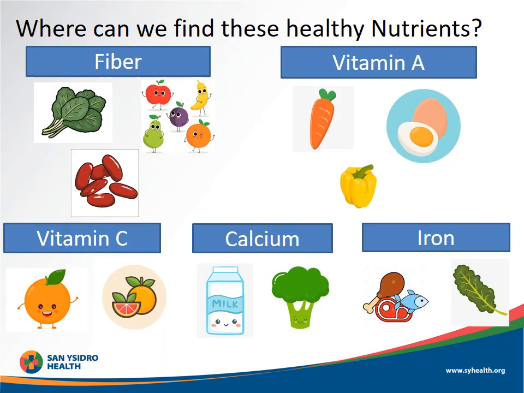So where can we find these healthy nutrients? We can find fiber in leafy greens, fruits, and beans, vitamin A in carrots, eggs, dark leafy greens or yellow vegetables, vitamin C in oranges or other citrus fruits, vitamin D in sun exposure, milk, fish, or eggs. We can find calcium in cheese, milk, yogurt, dark green leafy vegetables like broccoli or kale, and beans. We can find iron in red meat, chicken, turkey, fish, and dark leafy greens.